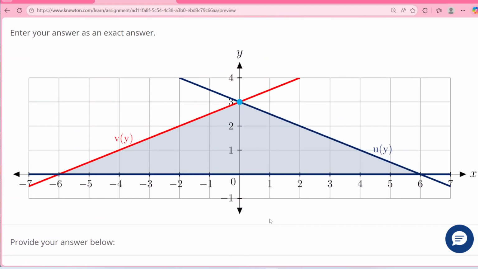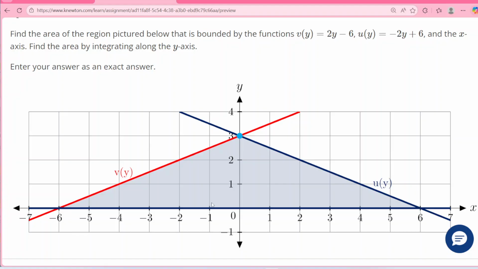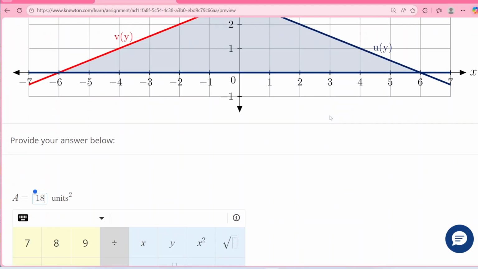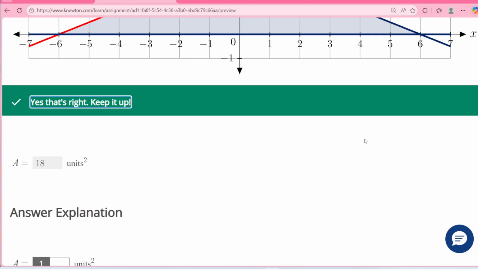But still, if I was setting up integrals with respect to the x-axis, I'd have to switch it at 0, because you see the top curve changes at 0. But with respect to the y-axis, the lowest y value is 0, the highest is 3. I'd be integrating from 0 to 3, and then the right curve is always u, and the left curve is always v. So I would do u minus v, integrate from 0 to 3. But these are just lines in area of a triangle. This whole area put together is 18 square units. That's silly.